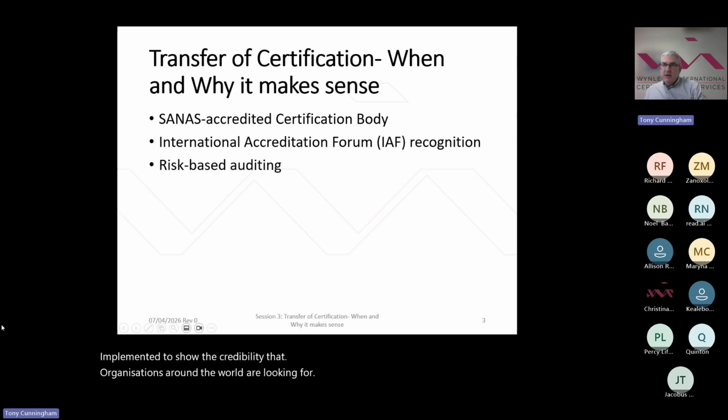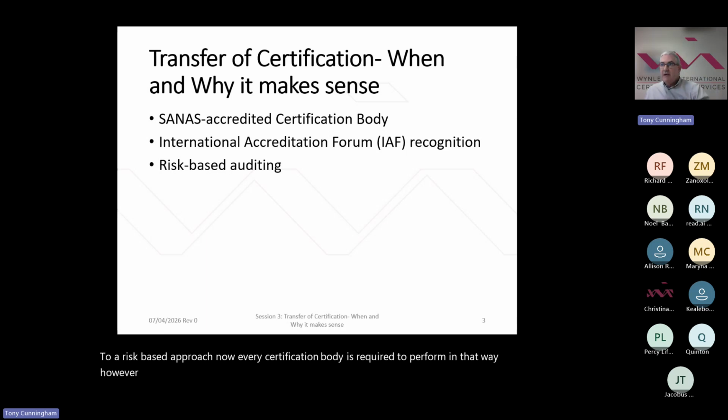Lastly, we, as a certification body, have tied our certification activities and the audits that we conduct to a risk-based approach. Now, every certification body is required to perform in that way. However, we've made it a little more regular in that we are willing to act on your behalf to audit the activities, products, services, and arrangements that your insurer may be insuring you against.